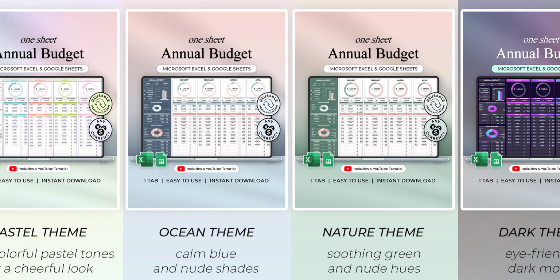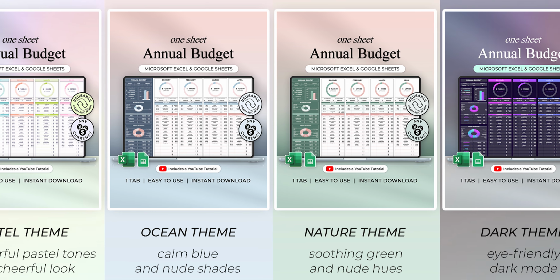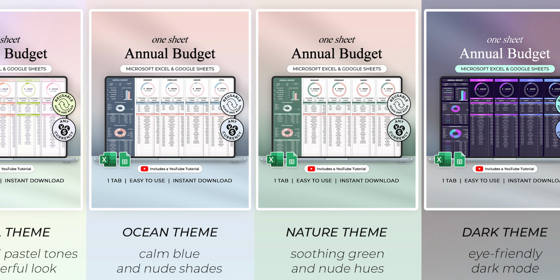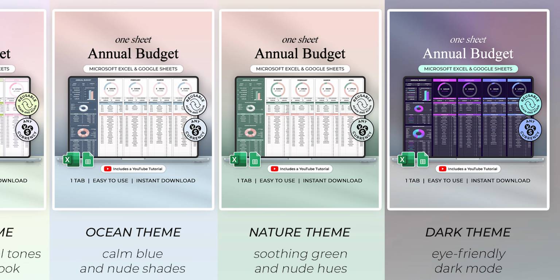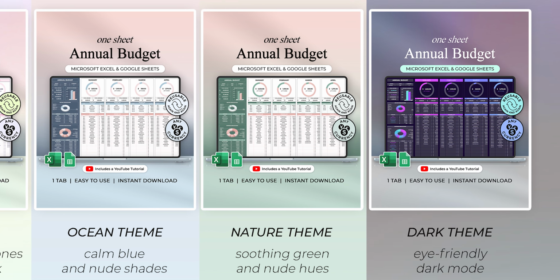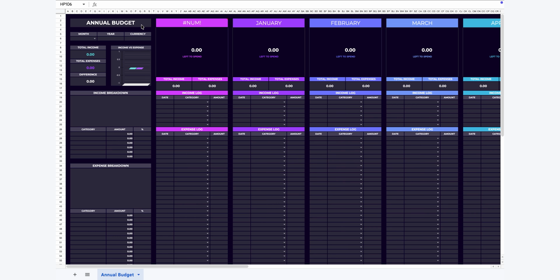In today's video, I'm introducing the one-sheet annual budget planner and showing you exactly how it works. This planner comes in 4 visual versions: pastel, ocean, nature, and dark. And each theme has the same features, so you can simply choose the style you enjoy most while keeping the same functionality. This tool is designed to help you manage your entire financial year on a single page, without dealing with complex or overwhelming spreadsheets.